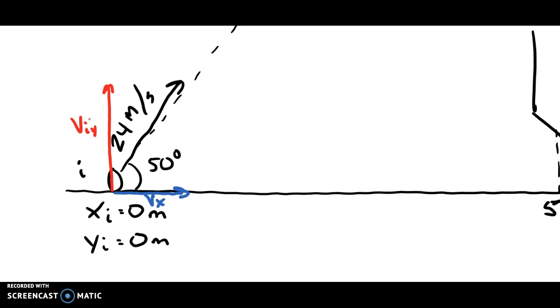Right now you don't see the triangle, but with vectors you can move them around and add them in any order. And if we're going to actually add the vectors, I would put the v initial y over here.